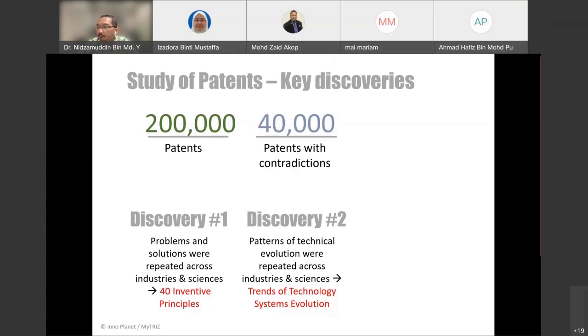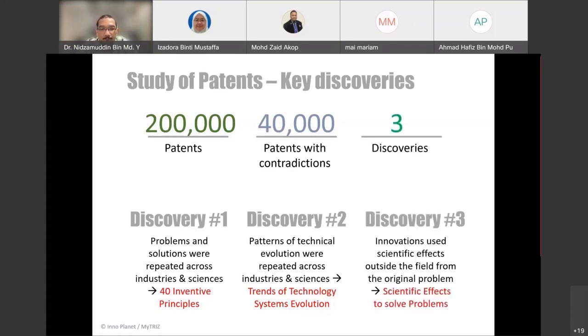These contradictions are what he observed, and he made patterns of the patterns that he observed in these contradictions. They are also repeated across these patents, and from there evolved the trends of technology system evolution. So he could see the patterns again of the same contradiction happening across 40,000 patents.